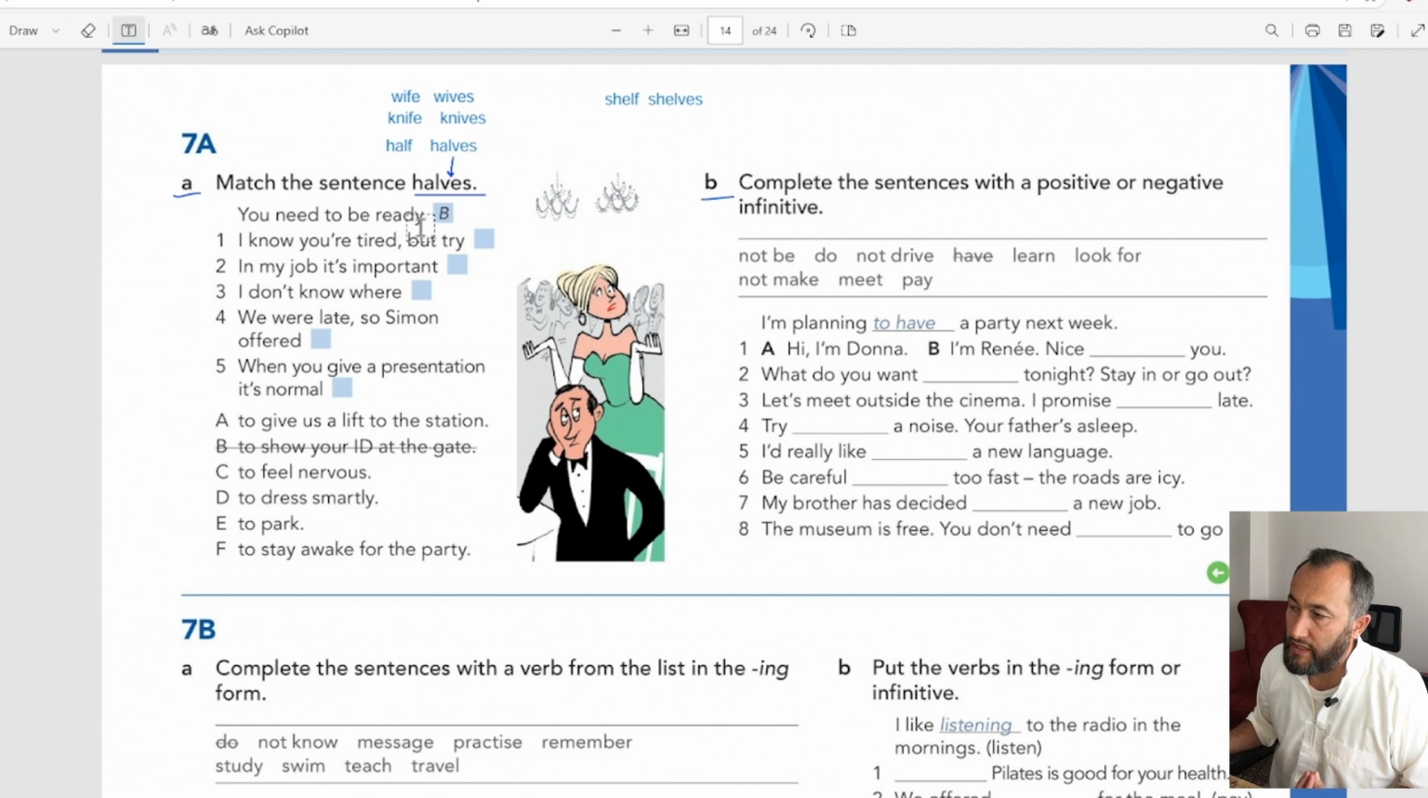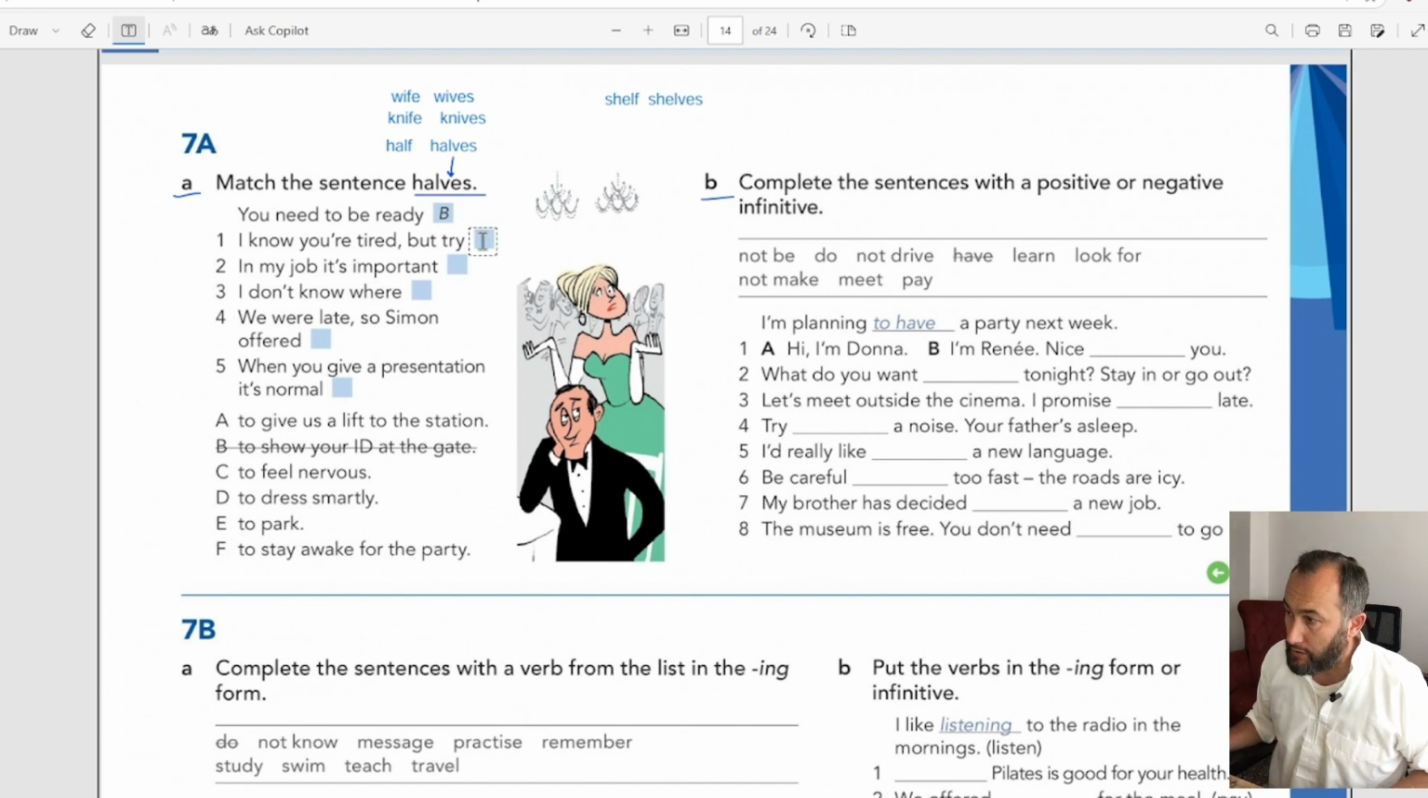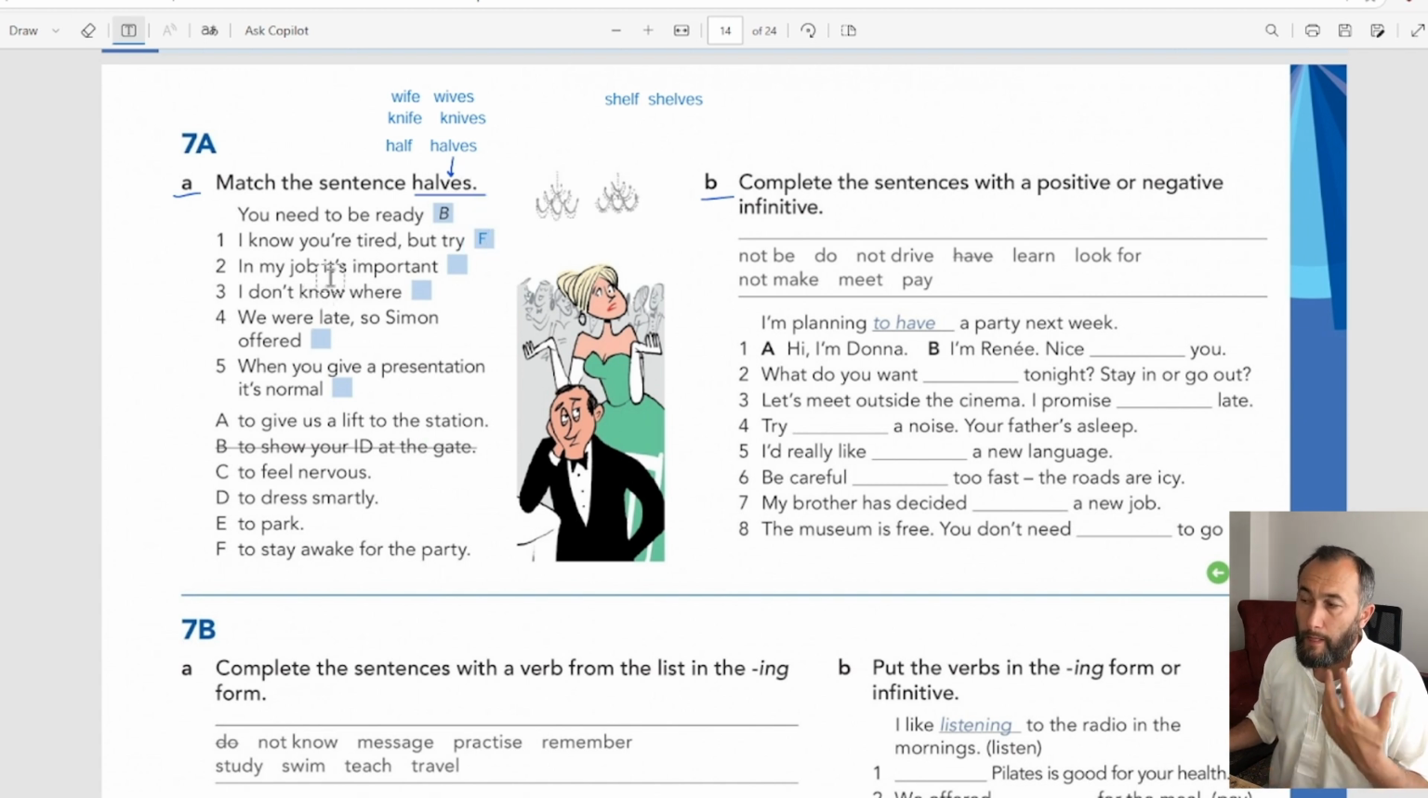You need to be ready, B, to show your ID at the gate. So here we need to think about the meaning, logical meaning, if they match or not. So I know you're tired, but try. So we got here A, B, C, D. Try. Yes, F is good. Try to stay awake for the party. So we're going to put here F. See, I know you're tired, but try to stay awake for the party.